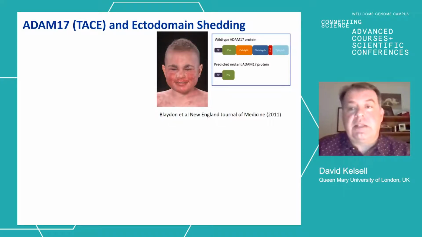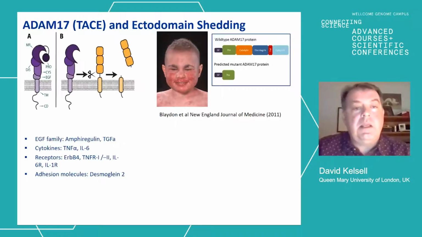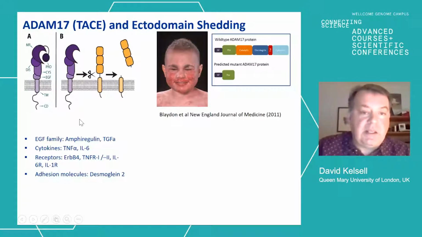ADAM17 is also known as TACE, or TNF-alpha converting enzyme, and it's a membrane-bound sheddase which is involved in the regulation of a number of ligands. This is a cartoon. This is ADAM17. So when this inactive propeptide domain of ADAM17 is removed at the cell surface, it can then, like a scissor action, clip away at various ligands. So it's cleaving these ligands and releasing them outside the cell.